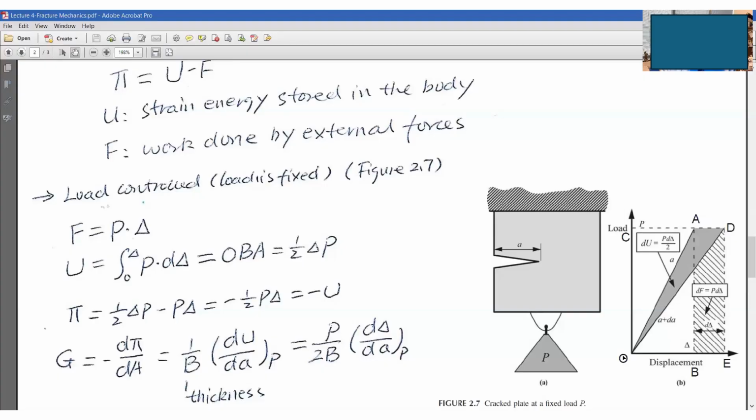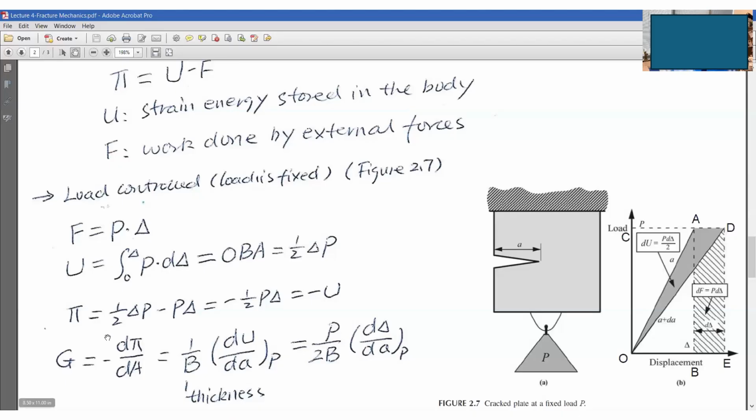U equals, from 0 to delta P, right? P is changing. P delta A, we have O, B, A. So this is a triangle, which equals 1/2 delta P, right? So this is the strain energy.